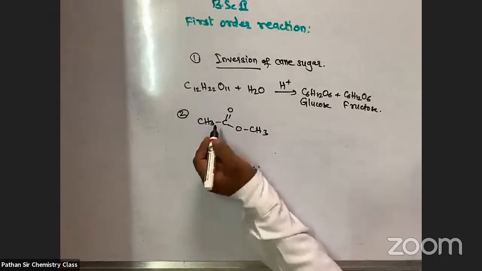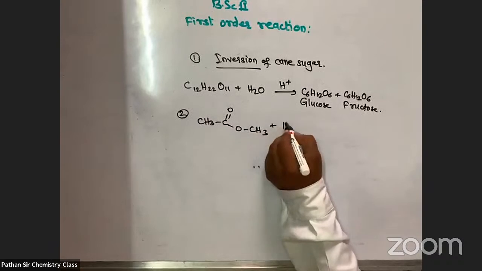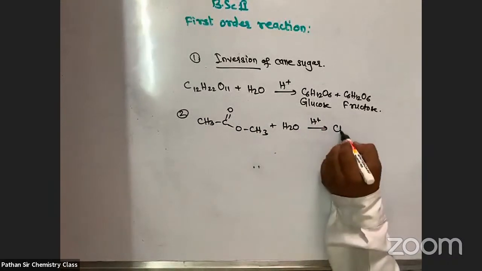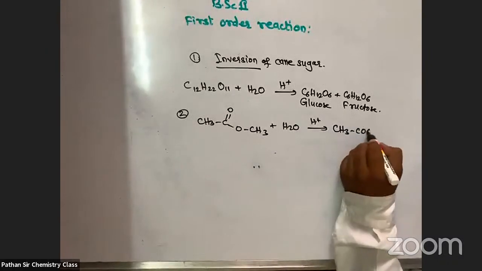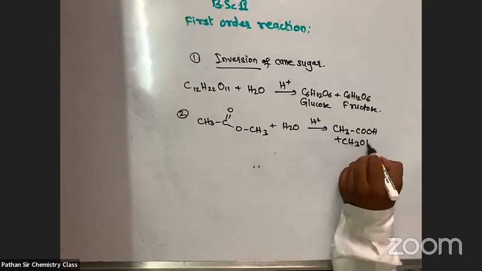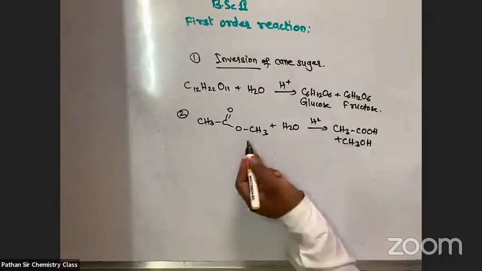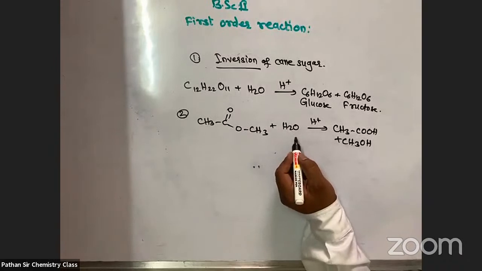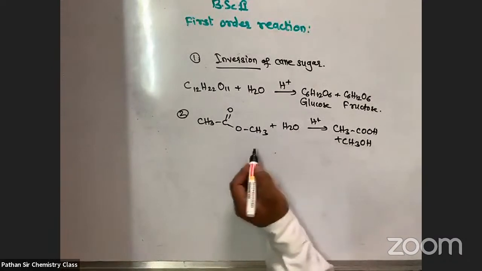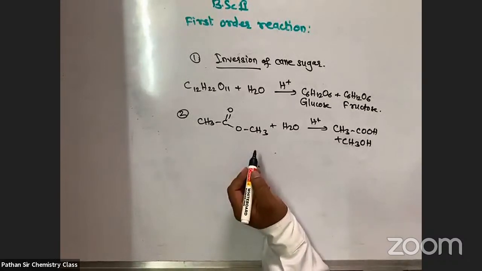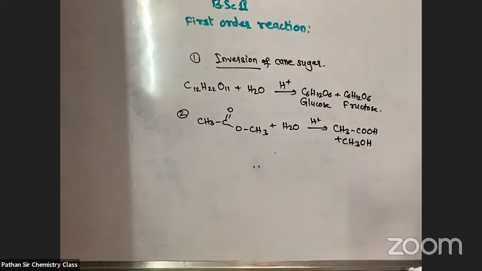Then, hydrolysis of methyl acetate. Hydrolysis of methyl acetate in the presence of acid forms CH3COOH plus CH3OH. So this reaction, in which the hydrolysis process takes place, also follows the first order rate expression. Therefore, these are two examples of first order reaction.